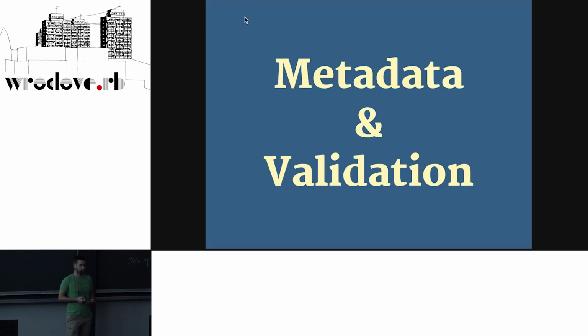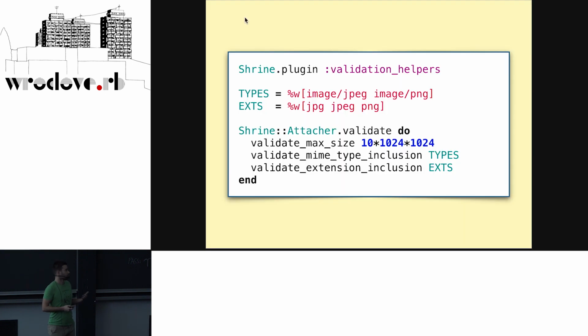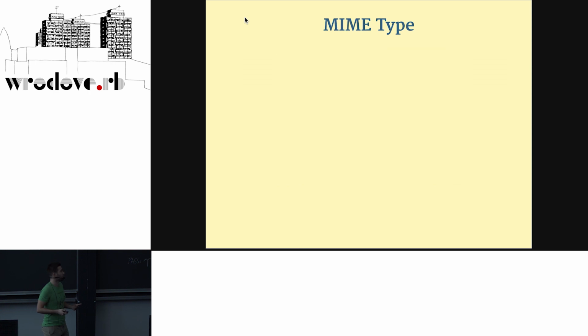I want to start off by talking about metadata and validation. So you should validate on the client side as well, but definitely on the server side, the files uploaded by the user. This is an example of how you can validate with Shrine. This particular example validates that the file is not larger than 10 megabytes and that it's a JPEG or PNG image. And the library that you use should support validations.